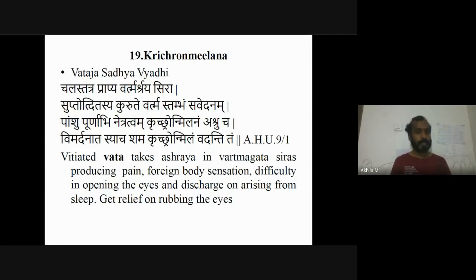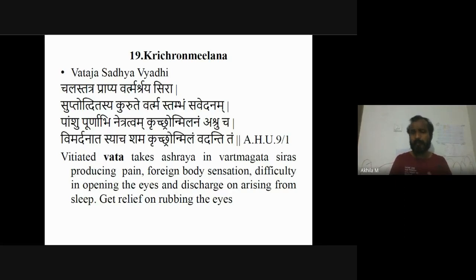Vata dosha reaching the vartma and settling there. Supto tita sakrudi vartma sampam savedanam. When the patient is waking up from sleep, these symptoms will happen. Stambha will be there, pain will be there, and the patient feels that the eye is filled with sand particles. Krichronmilana: the patient cannot open the eye properly.